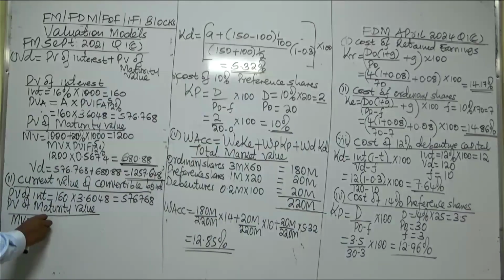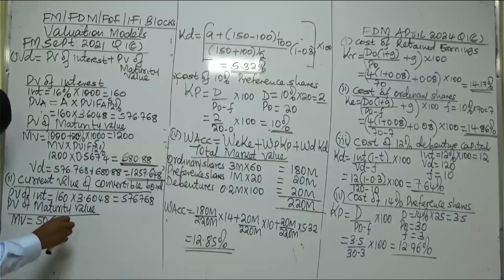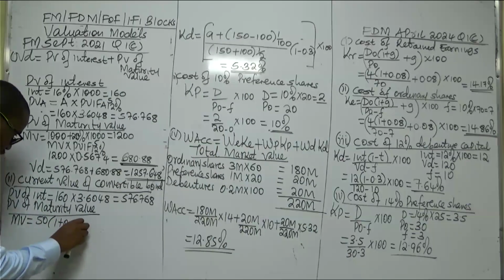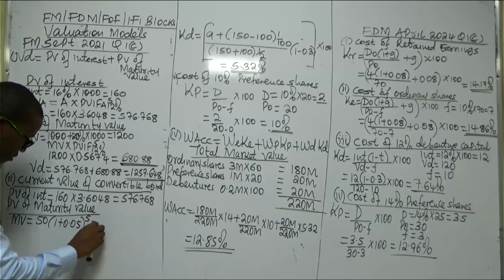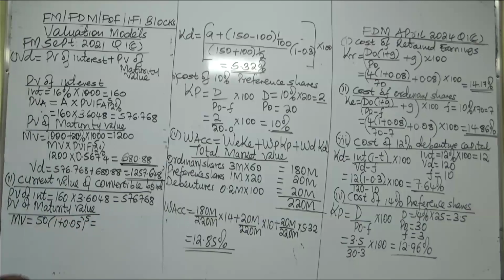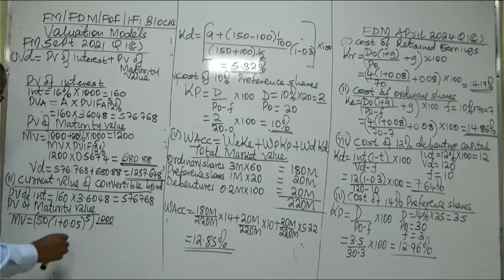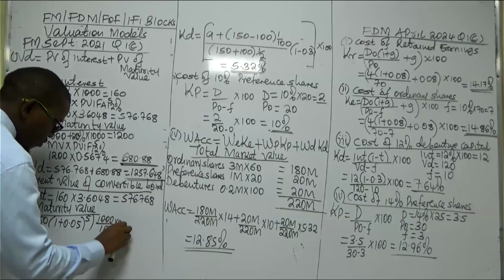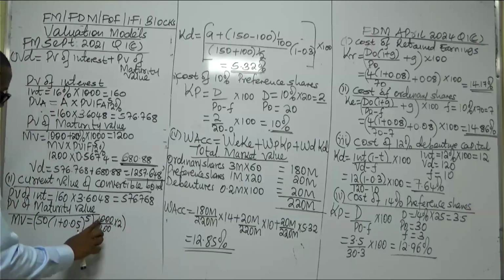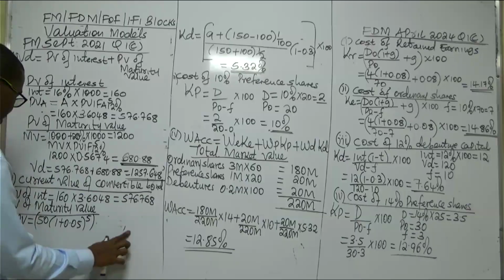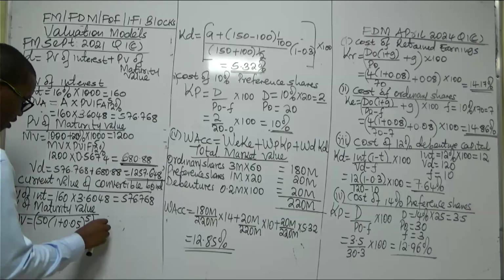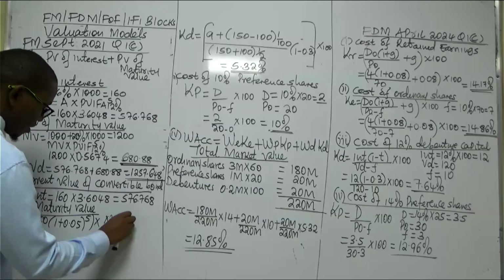So what will be the number of shares? But before that, the current price is 50. It is expected to grow at 1.05. This is for 5 years, so power 5. We said we look for the future. So that once you get that, we can now multiply by the number of shares. Let me not complicate. I'll multiply by the number of shares.